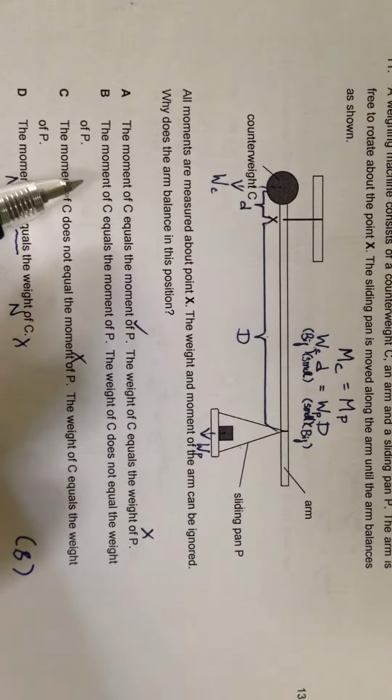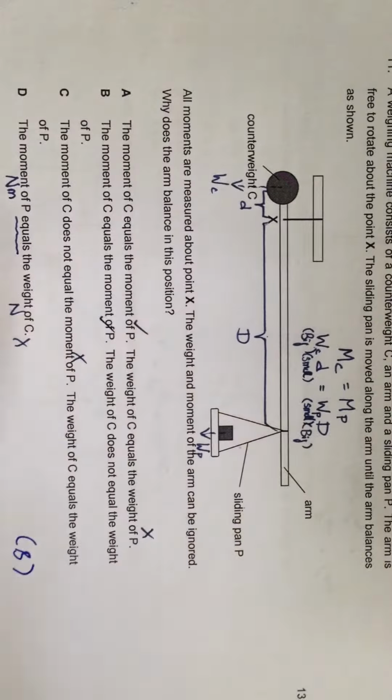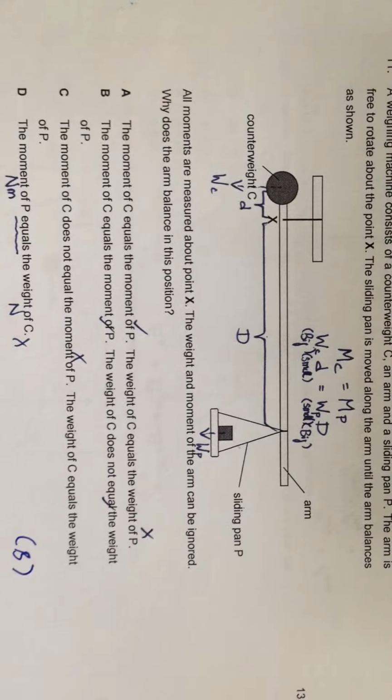Okay? So let's look at the last choice. The moment of C equals the moment of P, which is correct. The weight of C does not equal the weight of P, which is correct. The weight of C will be larger than the weight of P.